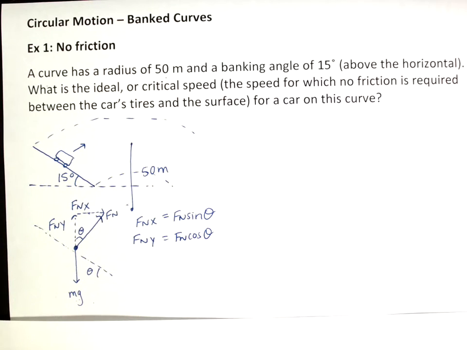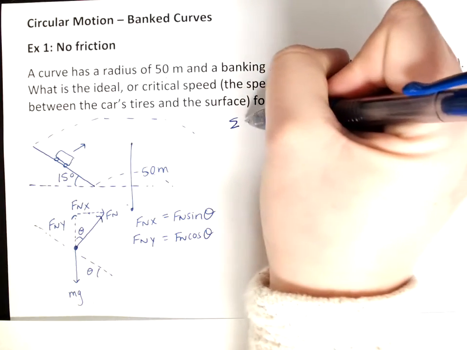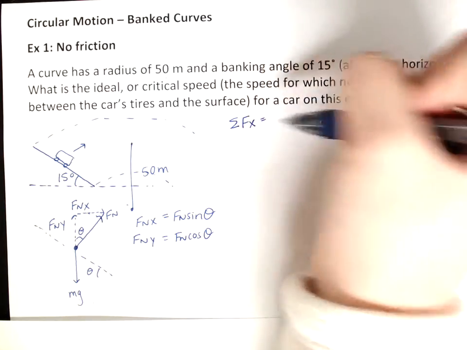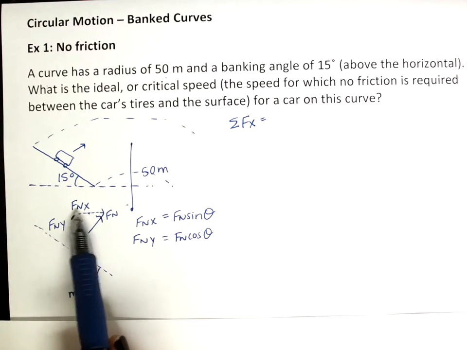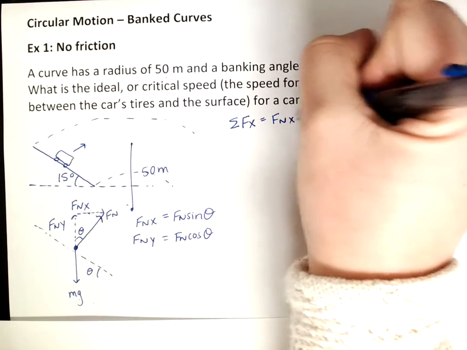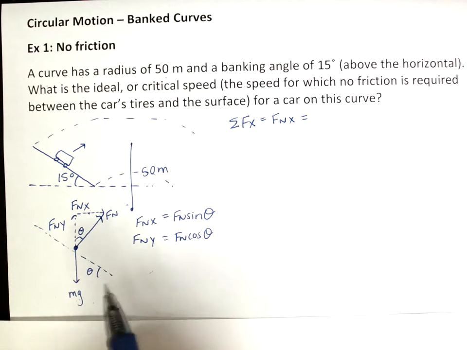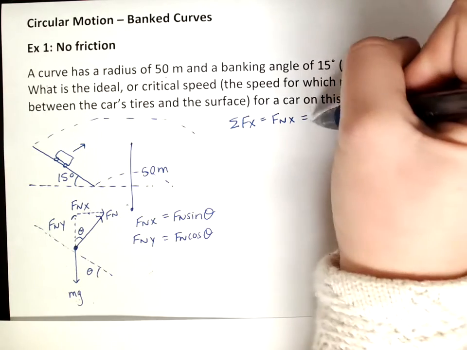So we need to write our force equations now. Let's start with our x equation, the sum of the forces in the x direction. The only one in the x direction is F_N x. The car is accelerating in the x direction. That's the centripetal acceleration, which is what keeps it going in a circle.